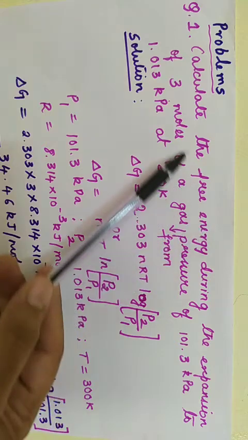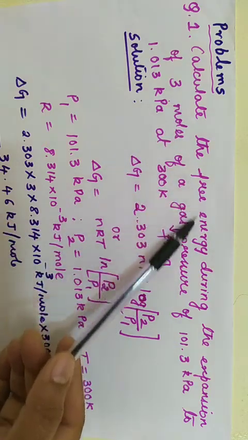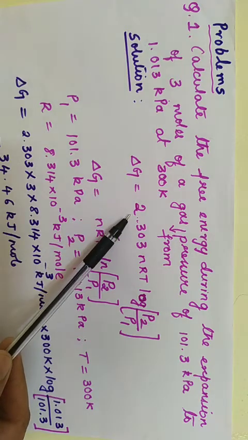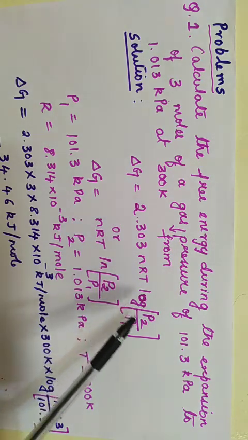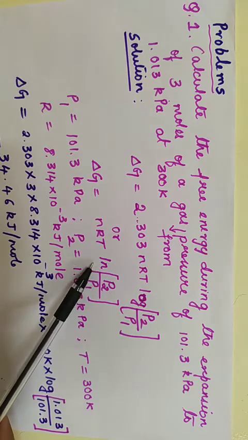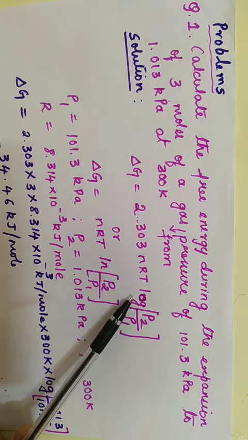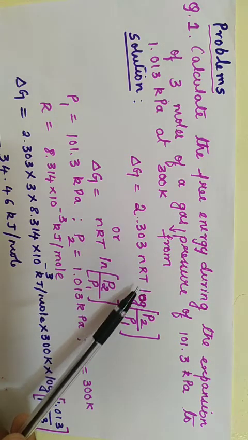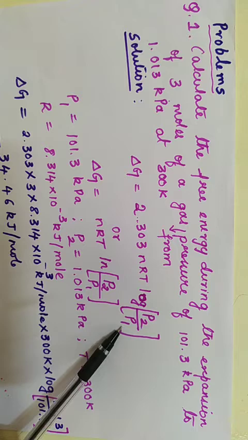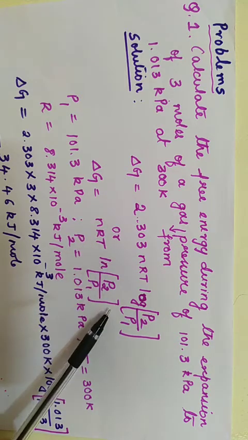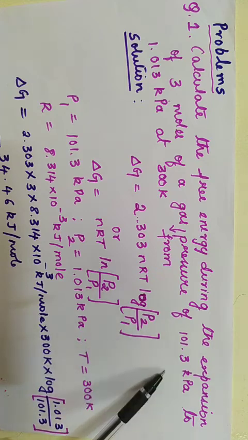Now for this problem, I need to calculate the free energy change. So I have to use the expression delta G is equal to 2.303 nRT log P2 by P1. In the natural log form, if it is converted to logarithm, we multiply the equation by 2.303. This is another form of the same expression written in terms of natural log. Let us use this form.